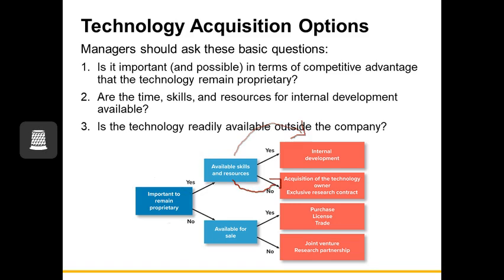If it's not important that the technology remain proprietary, then we're going to look at question number three. Is the technology readily available outside of the company? And if it is, then we're going to look at the options of purchasing, licensing, or trading. And if it's not, we're going to look into a joint venture or a research partnership.